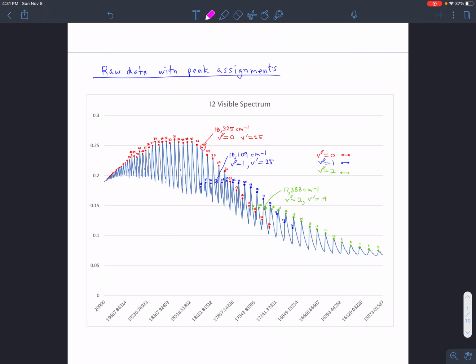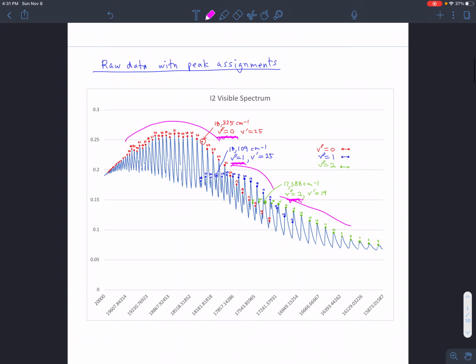And we talked last time about the fact that there's sort of 3 different groups or manifolds or bunches of peaks, one corresponding to each vibrational quantum value for the ground state, so the origin of the transitions. So the V equals 0, ground state V equals 1, V equals 2.